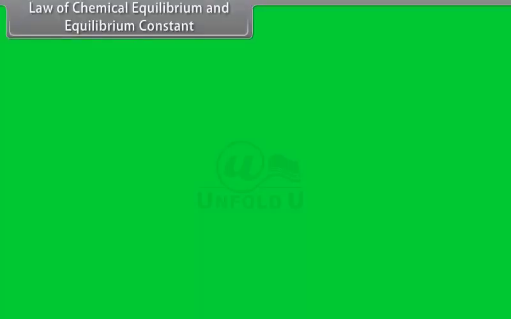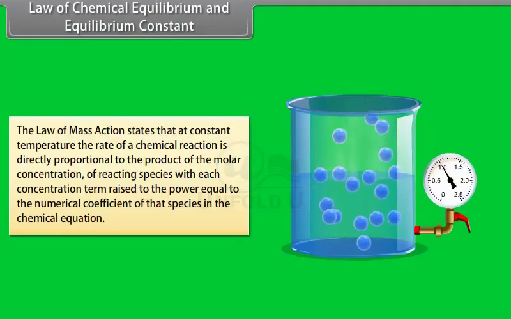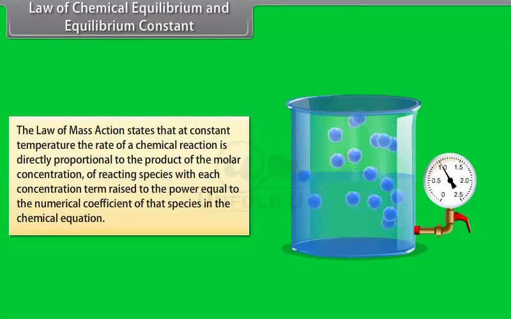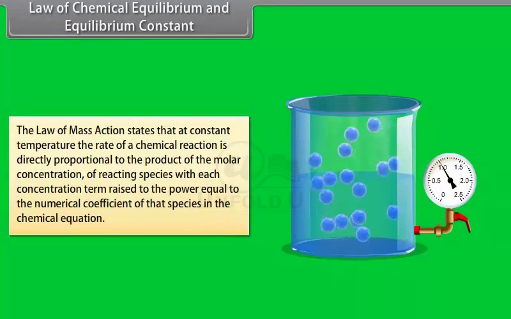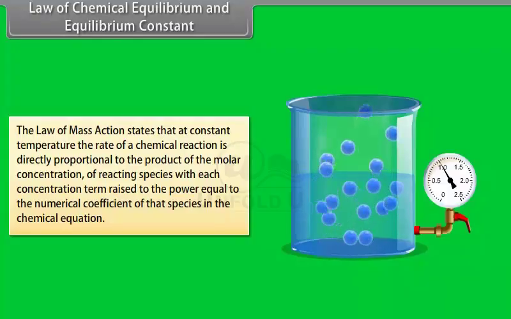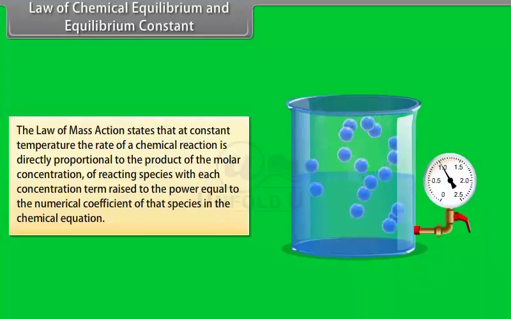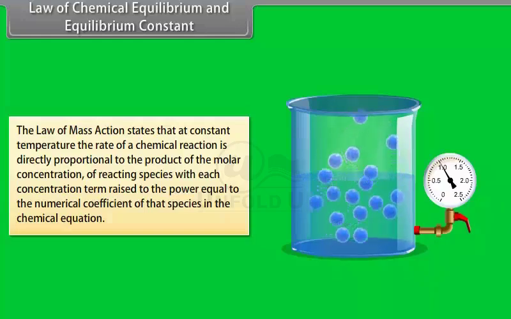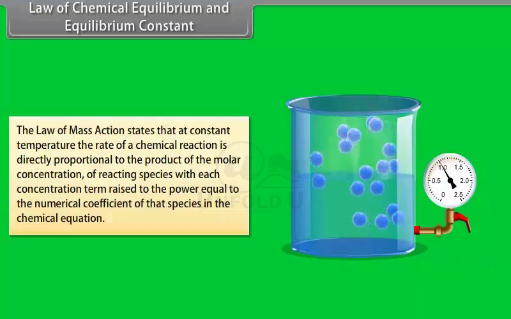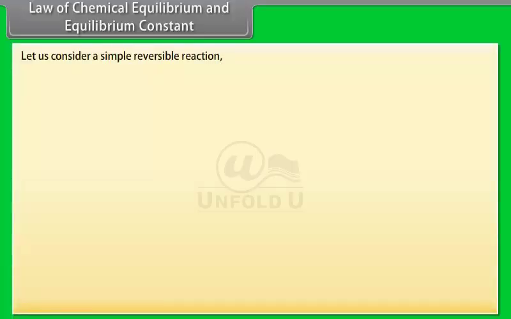Law of chemical equilibrium and equilibrium constant. The law of mass action states that at constant temperature, the rate of a chemical reaction is directly proportional to the product of the molar concentration of reacting species, with each concentration term raised to the power equal to the numerical coefficient of that species in the chemical equation. Let us consider a simple reversible reaction. The reactants A and B react to form the products C and D.